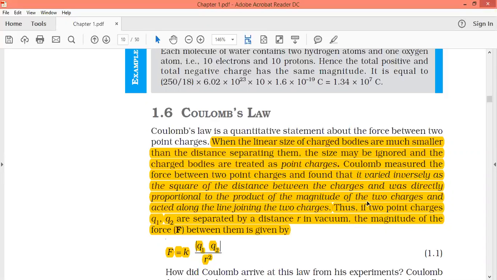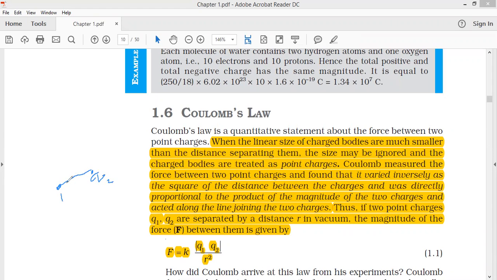And it is directly proportional to the product of the magnitudes of the two charges. The two charges we have taken here are Q1 and Q2. So the force is directly proportional to Q1 and Q2. The force will act along the line joining the two charges. Here this is Q1 and this is Q2. If you are finding the force acting on Q2 due to Q1.